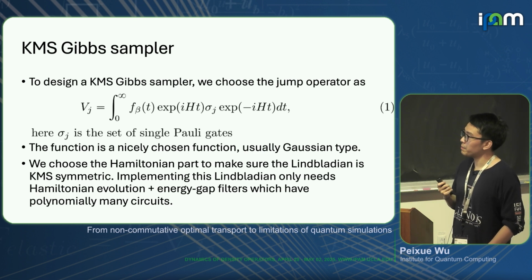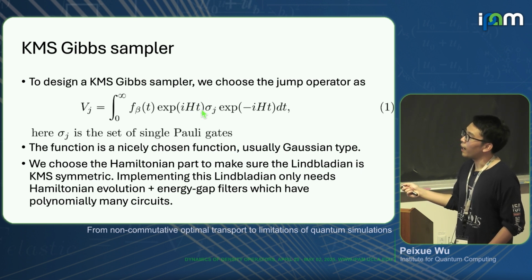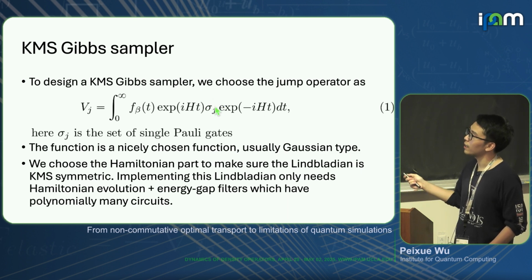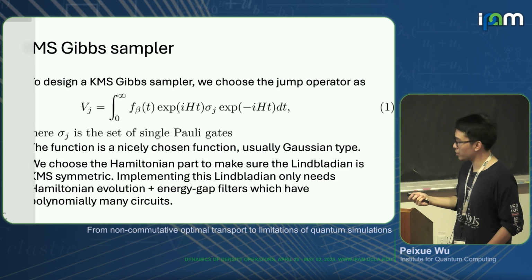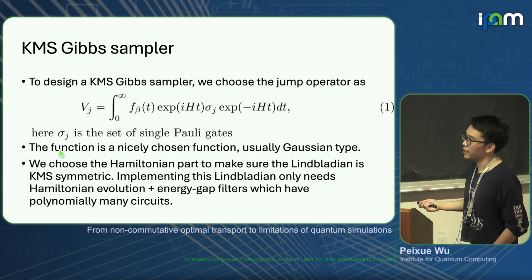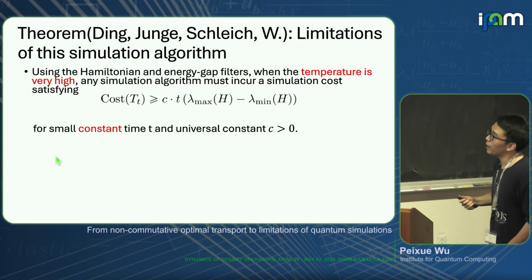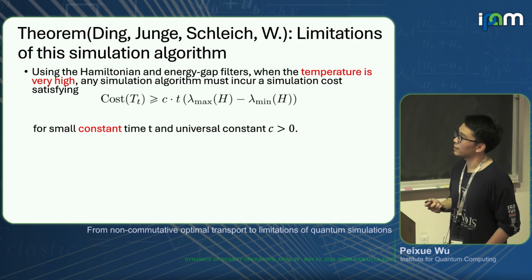So this KMS Gibbs sampler is easier to implement, okay? You only need to use the Hamiltonian evolution, and we call this energy gap filters. So what is that? That is actually the sigma J's, right? It's very, very simple. It's something like local Pauli operators, on both the original system and on the environment system. So you only need to use these two accessible unitary operators to approximately simulate your Lindbladians. Okay, so this is a KMS. And I want to talk about the limitations of this.